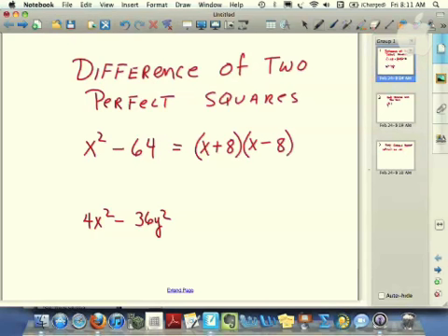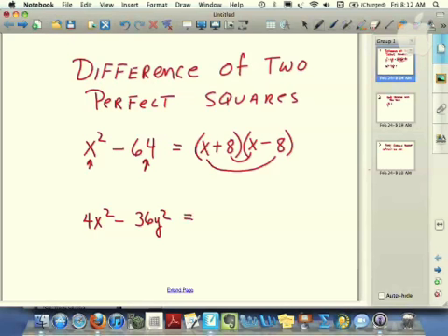Notice I took the square root of the first term, x squared, and I took the square root of 64, 8. Notice that it has two factors. One has an addition sign and one a subtraction sign. If you FOIL these, you will see when you multiply the inners and the outers and add them together, they will add up to 0. That's why this first term is a binomial.